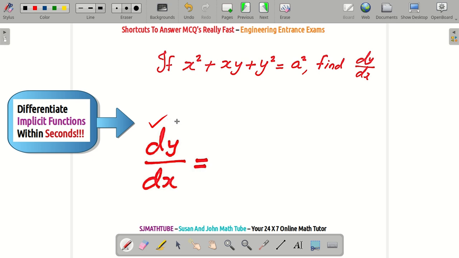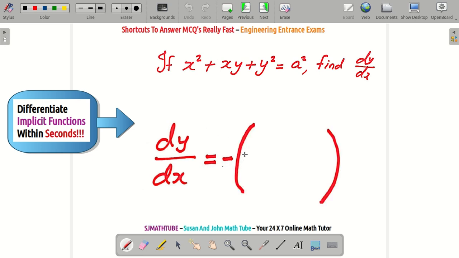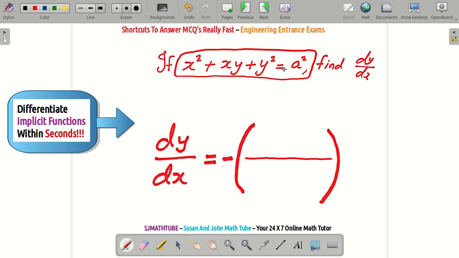So I want dy by dx. So the first thing I'm going to do is I'll put a negative and I'll put the division symbol. Now for the numerator, you just differentiate this expression. Okay, first of all I'm going to take everything to the left side, so I'm going to get something like this. So now I want you to differentiate partially with respect to x, and that's going to give me 2x plus y plus 0 minus 0.